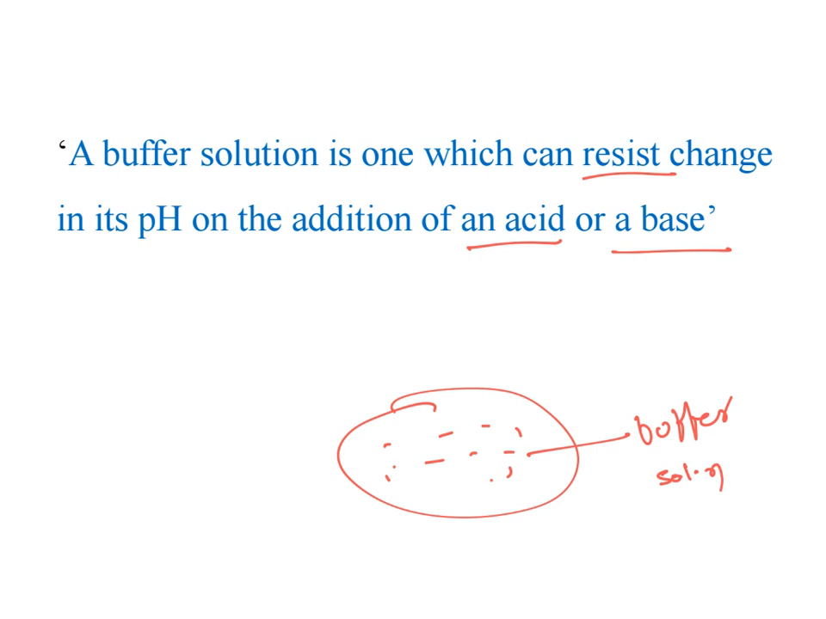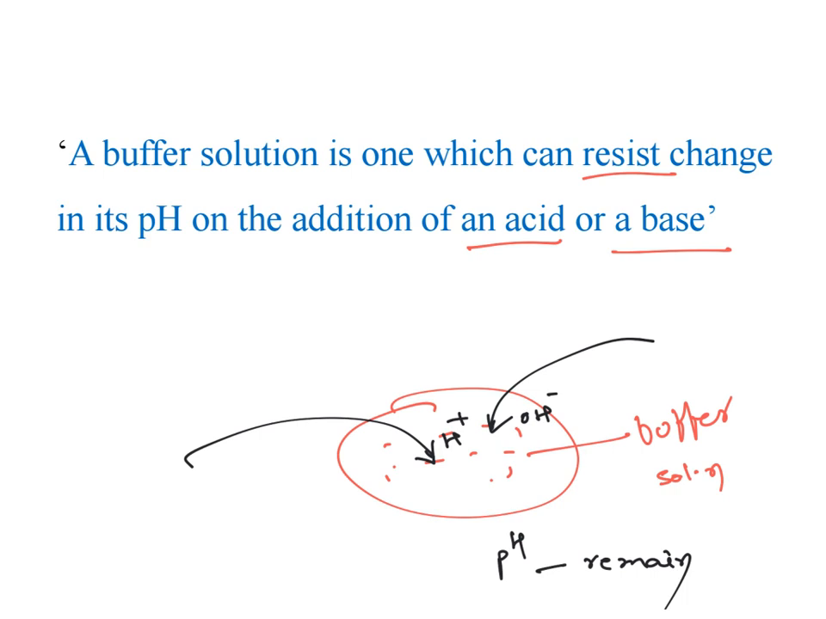when we are adding acid or when we add base, the pH remains the same. That solution we call a buffer solution. A buffer solution is one which resists change in its pH on the addition of an acid or a base.